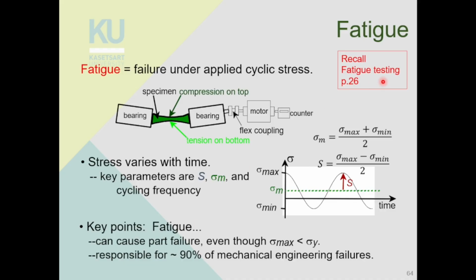Okay, we call it fatigue testing, right? So we do the rotating bending. Key parameters of fatigue are mean stress, which is sigma max plus sigma min divided by 2, and stress amplitude, which is sigma max minus sigma min divided by 2, right? So mean stress here, stress amplitude here. Fatigue can cause failure even though sigma max is less than the yield strength of the material, and it is responsible for about 80 to 90% of mechanical failure.